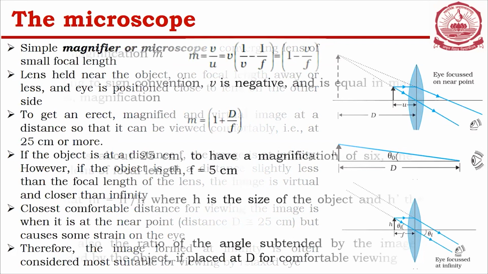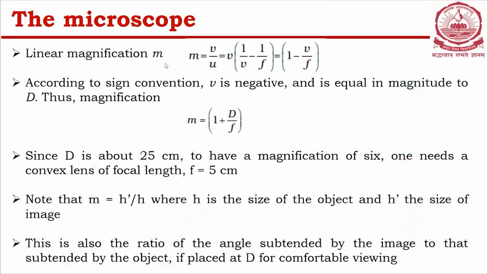Similarly, the magnification you can also find out. This is linear magnification. It is again V by U. So V into 1 by U, and 1 by U you can find from the thin lens equation. It is equal to 1 by V minus 1 by F. You can simplify this: it is equal to 1 minus V by F. And this magnification is nothing but 1 plus D by F, because V is nothing but D, and D is the near point, so it is 25 centimeter. It is 1 plus 25 by F, where F is the focal length of the lens. Okay, so this is the magnification of this simple microscope.